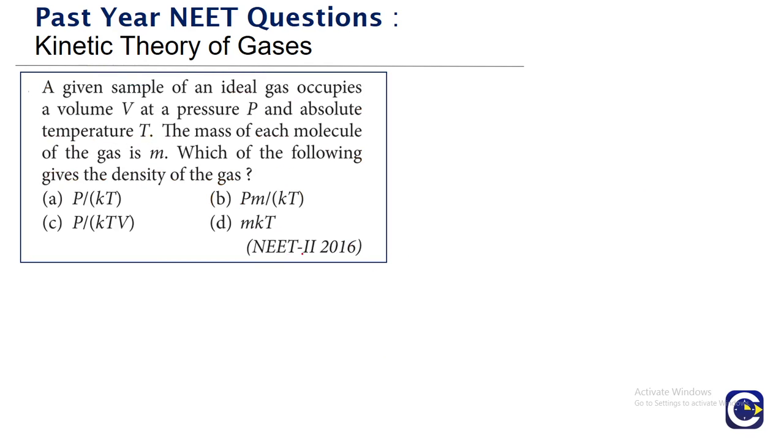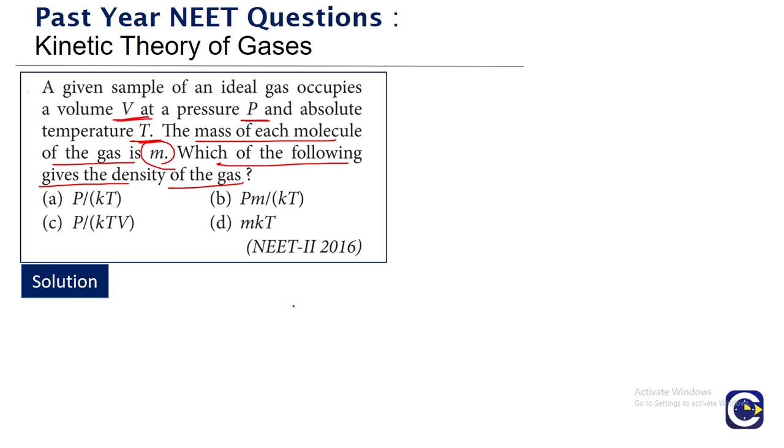We'll go to a question that has come in NEET paper 2 of 2016. A given sample of an ideal gas occupies a volume V at a pressure P and absolute temperature T. Absolute temperature means what? Temperature on the Kelvin scale. The mass of each molecule of the gas is small m. Here small m represents what? Mass of each molecule of the gas. Which of the following gives the density of the gas? So which of the following will be giving the expression for the density of the gas?